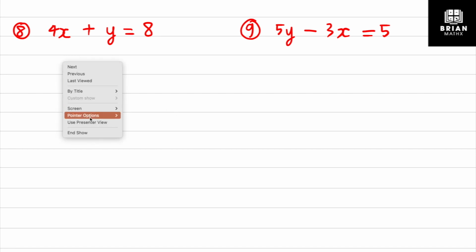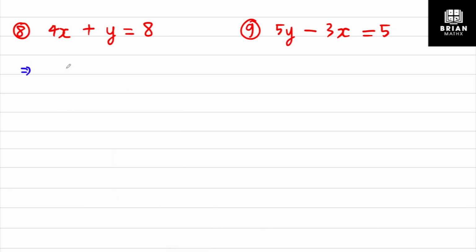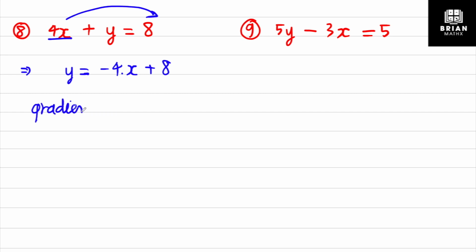Okay, for question 8, I need to change the form first. The form I will have here is y equals negative 4x. I change the position of x from the left-hand side to the right-hand side, and 8 is unchanged. So y stands alone. Okay, we are done with the first step. After this, I recognize the gradient of this equation is -4, and the y-intercept, which means the constant number c, is 8.